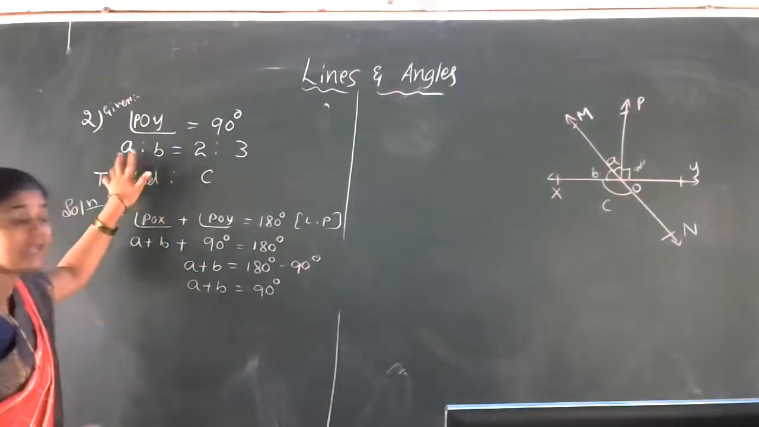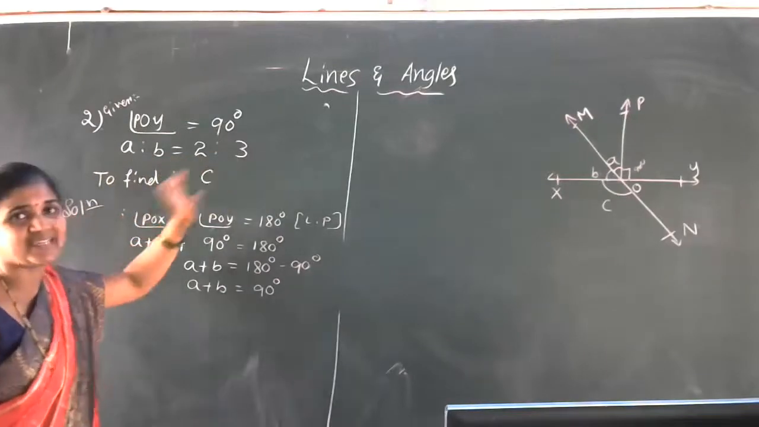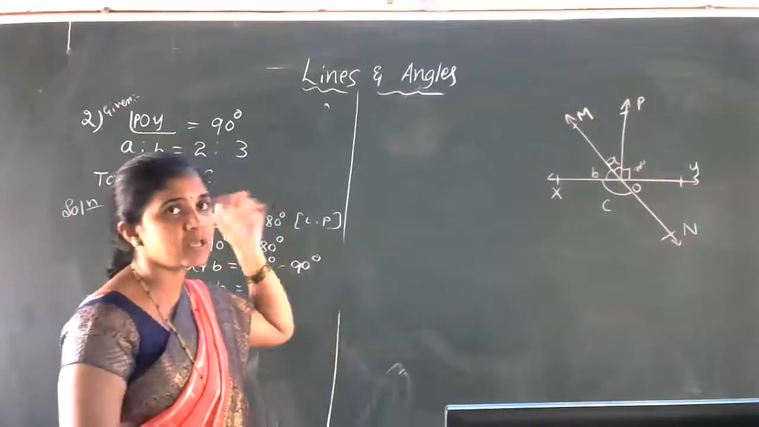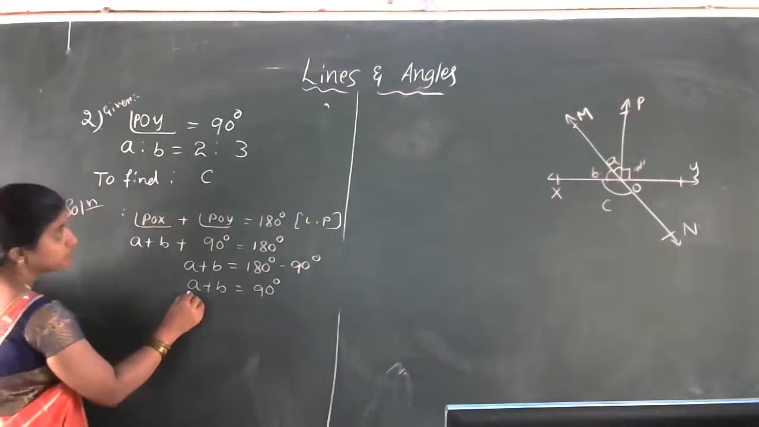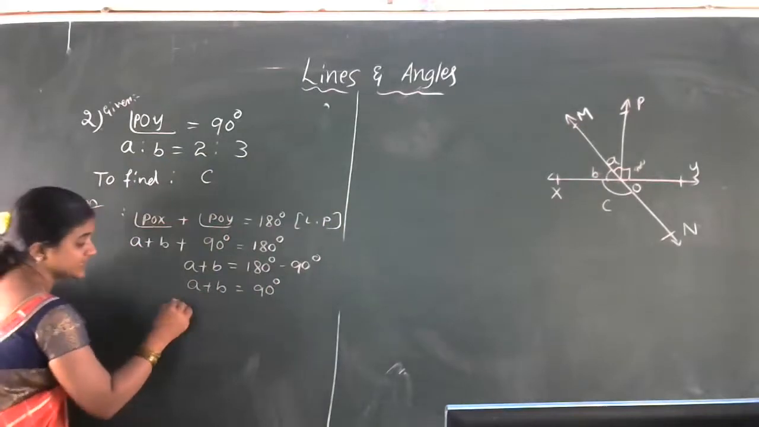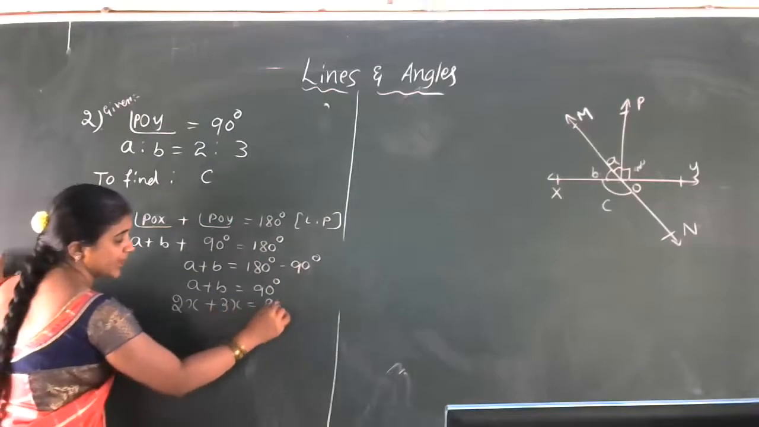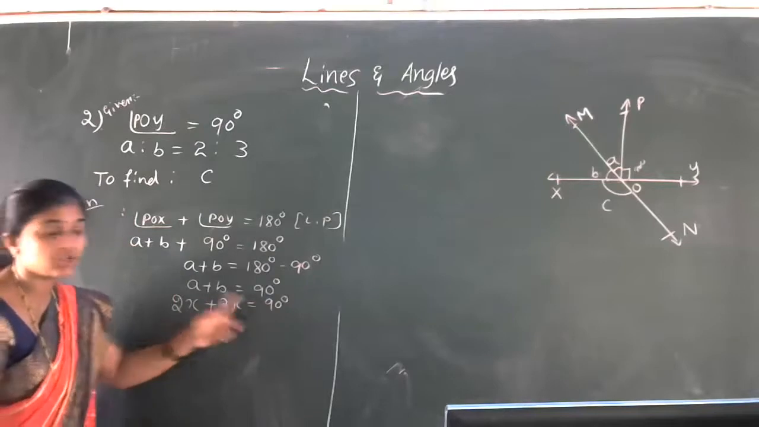What is here? The ratio A:B is given, actually 2:3. Yesterday we discussed, no? When the ratio is given, we have to choose it as 2x and 3x. One constant is there. So B is 2:3 in the sense we have to take it as 2x plus 3x is equal to 90 degree. Got the idea of this step? 2x plus 3x is equal to 90 degree.